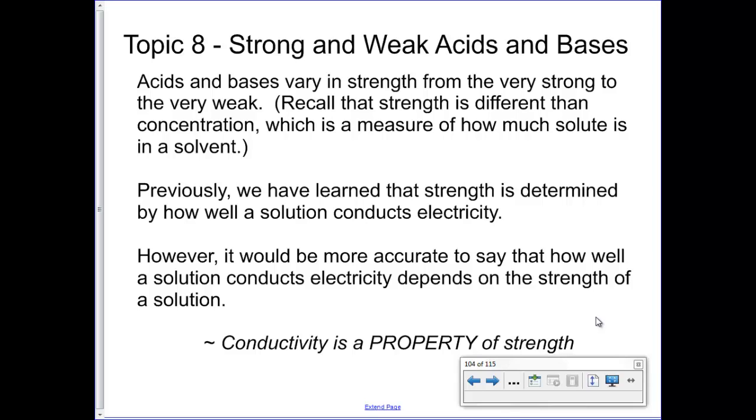Strength is not purely whether it conducts or not. It actually works kind of backwards. So I'm just going to read off my slide here. Previously we have learned that strength is determined by how well a solution conducts electricity. It's probably better the other way around, actually. It's accurate to say that a solution conducts because it's strong. Maybe that sounds weird because it doesn't mean the same thing. Strength does not happen because it conducts. Things conduct because solutions are considered strong. Does that make sense? All right, let me try some images here.